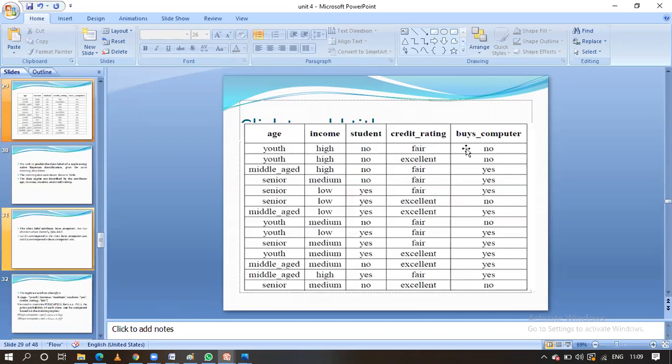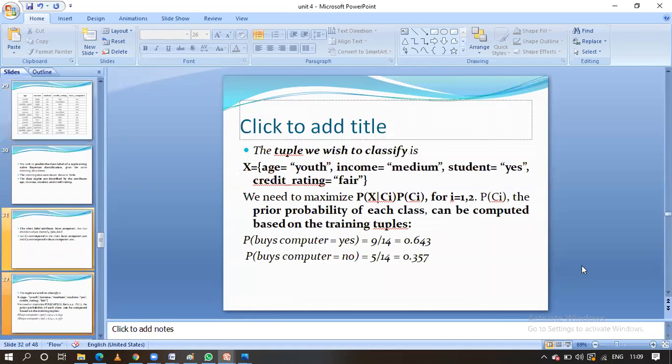How many records are there here, guys? 1, 2, 3, 4, 5, 6, 7, 8, 9, 10, 11, 12, 13, 14. Overall, how many records are there? 14 tuples will be there. In that, how many yes are there? Just count it: 1, 2, 3, 4, 5, 6, 7, 8, 9 will be there. Now we are going to calculate the prior probability of buying a computer. Buying a computer equal to yes is 9 by 14, guys. 9 out of 14 records, that is 0.643 is the probability, guys.